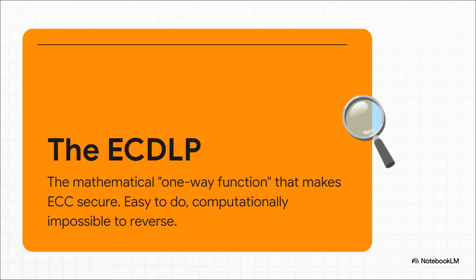It all boils down to one core math problem, the elliptic curve discrete logarithm problem, or ECDLP for short. You can think of it as a perfect trapdoor function. It's a calculation that is super easy to do in one direction, but trying to reverse it, it's practically impossible for a computer to do. That mathematical one-way street is what's keeping all your secrets safe.